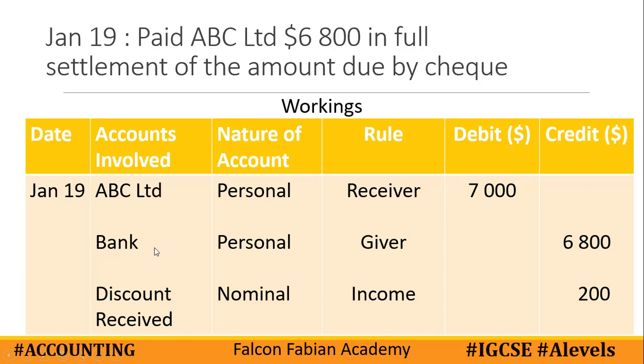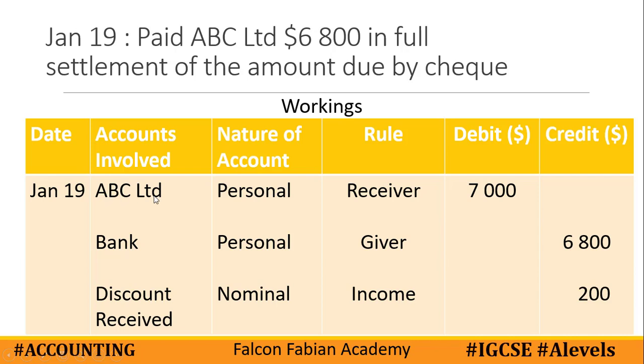Now the second account involved is bank. The rule of personal account is going to be applied to bank, and bank is giving the money. How much are we paying from our bank account? 6,800. So here we will write the actual amount that is being paid. And the third account is discount received. Discount received is kind of an income to you, so the rule of nominal account is going to be applied. And how much is the amount of discount? 200.